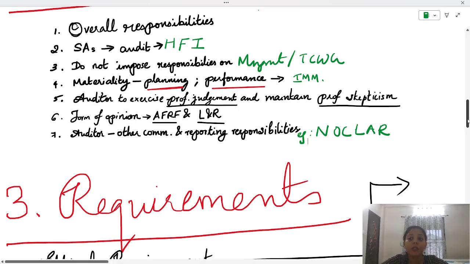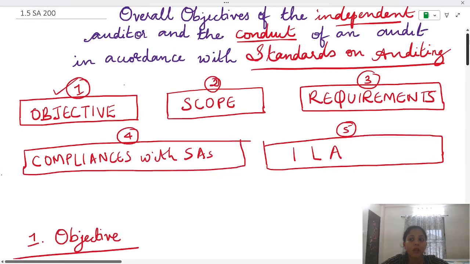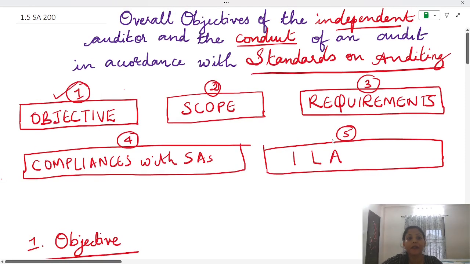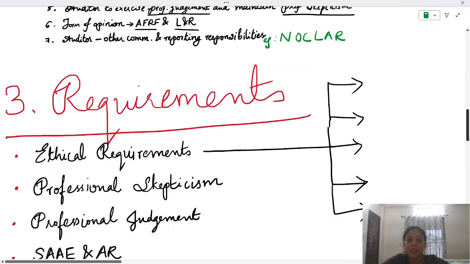Now let's move on to the third portion. I think you remember what we have started from the beginning, right? What are the things that we are going to discuss in the standard? Objective, we discussed. Then regarding scope, yes, we discussed. Now we are going to the requirements part. What are the requirements that the auditor should satisfy?